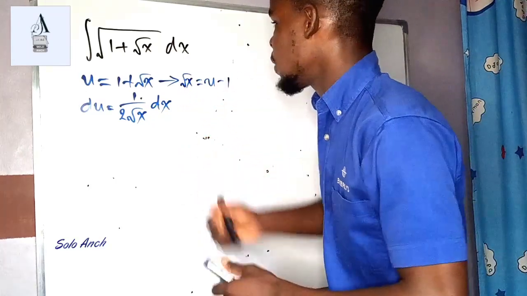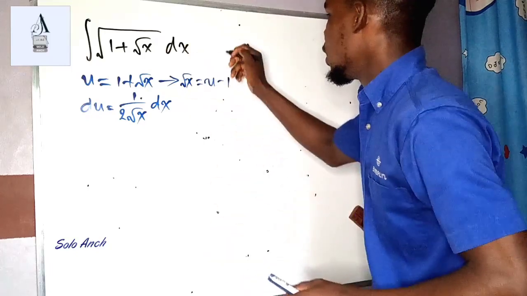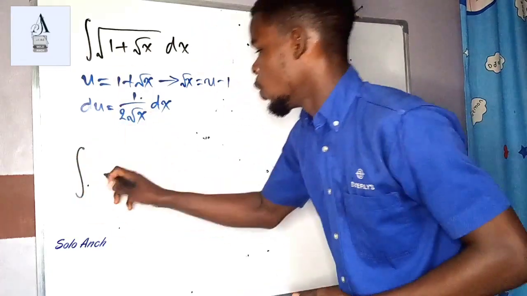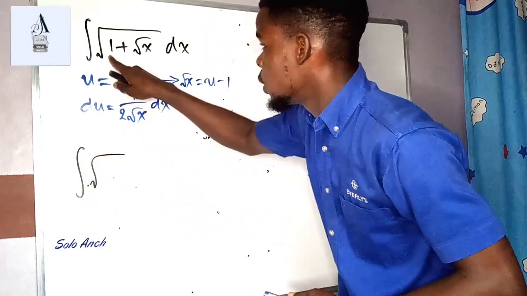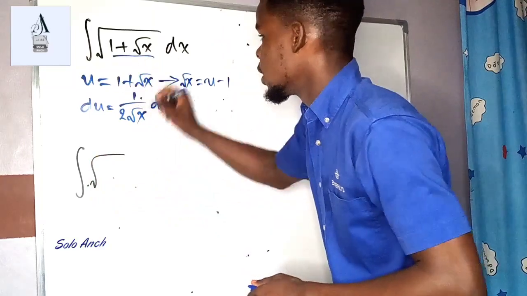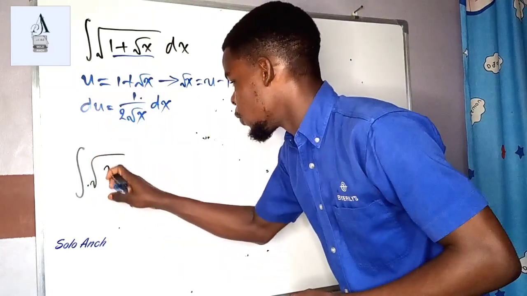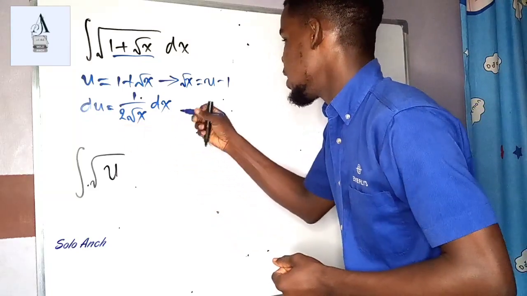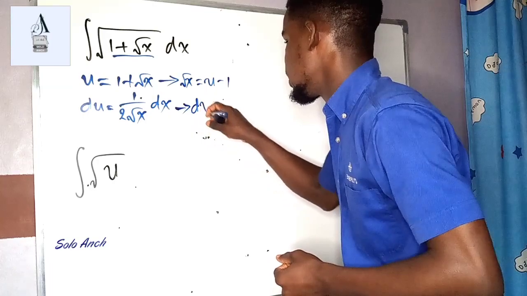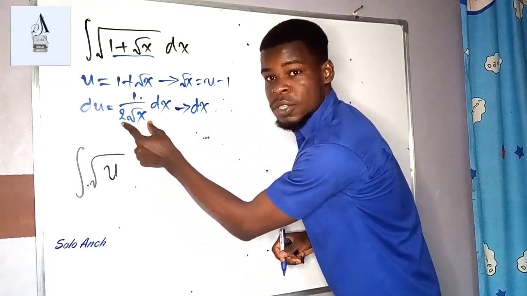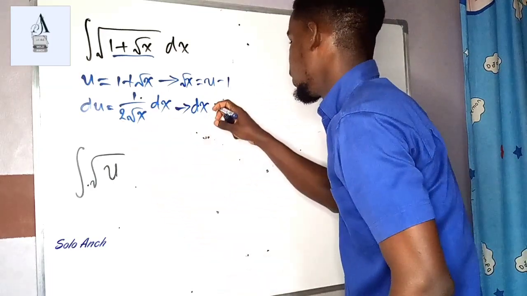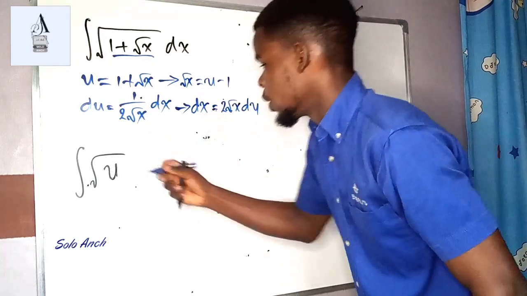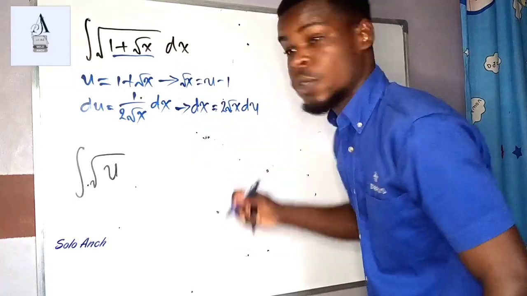Okay, great. So we are going to take this back into the integral, and we are going to have this become the integral of the square root of, so you notice 1 plus the square root of x is u. So we're going to have the square root of u times dx. Well, what is dx? From here we can get dx by multiplying both sides by this denominator, right? This will become 2 root x times du. Okay, great. So in place of dx, here we just write 2 root x times du.